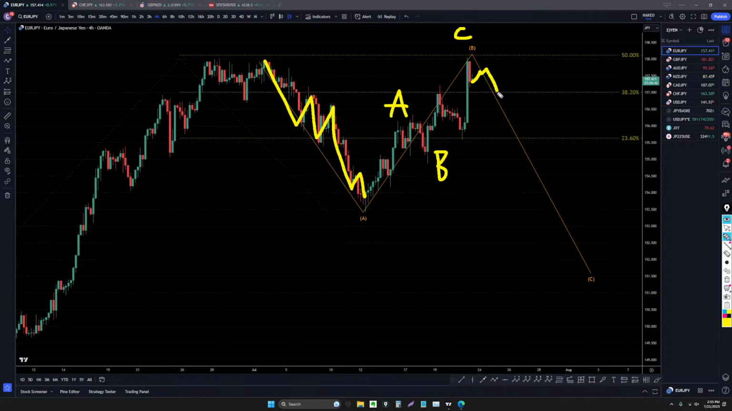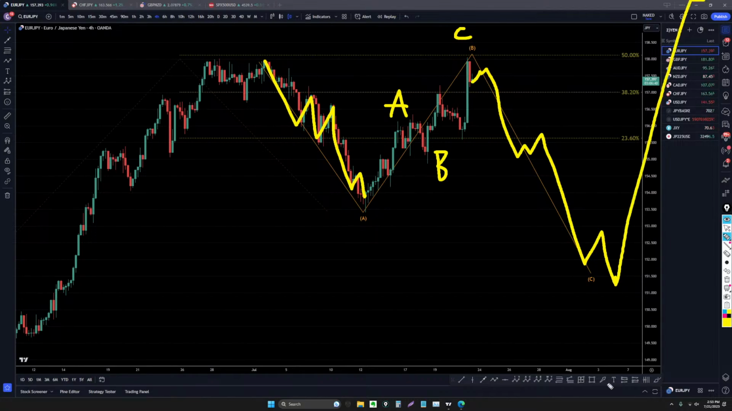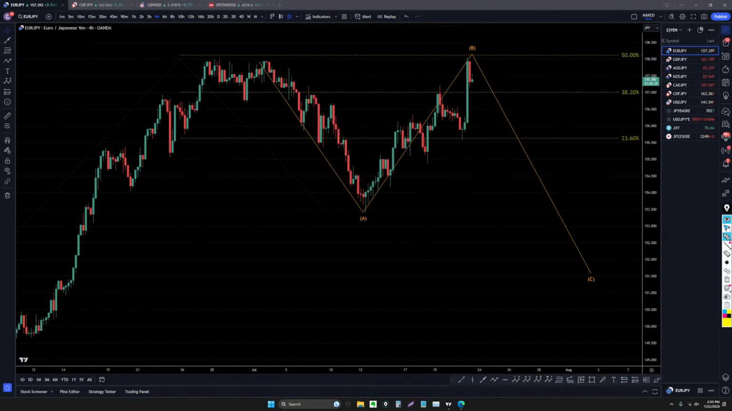I think there's a very good chance that probably Monday or even Tuesday it's going to start making its way down for a wave C before it really does end up continuing up. I think we're getting very close to ending this move up, personally.